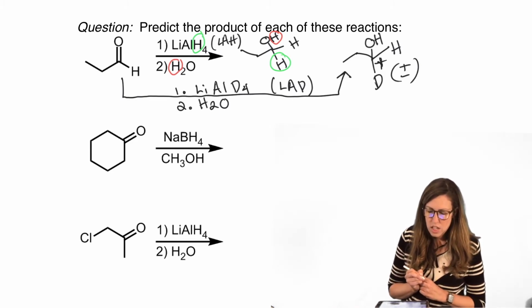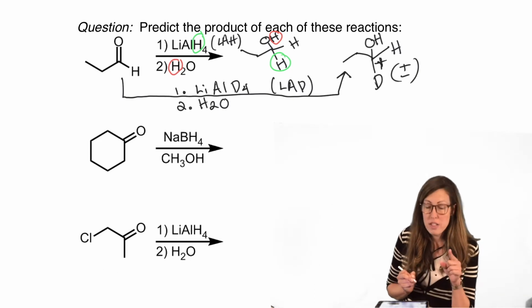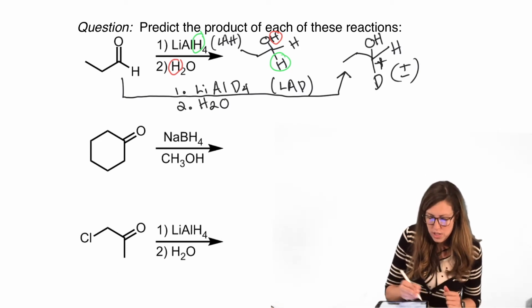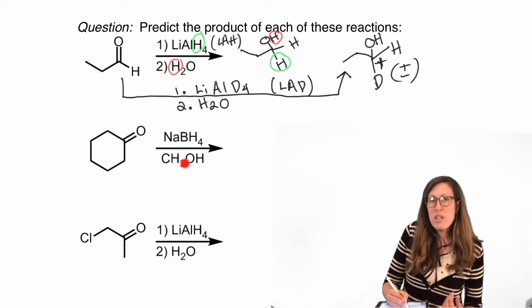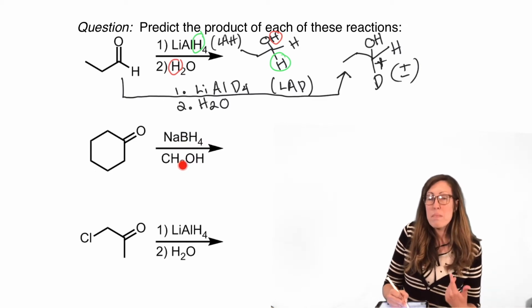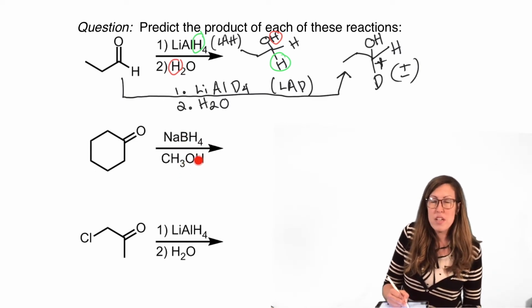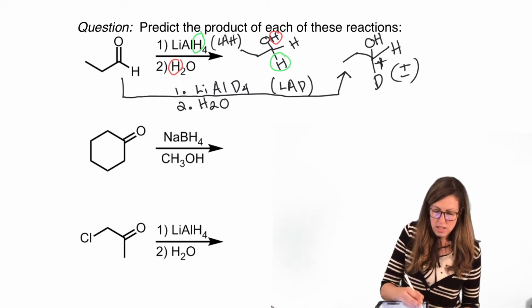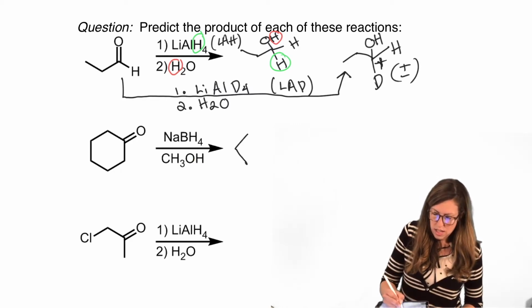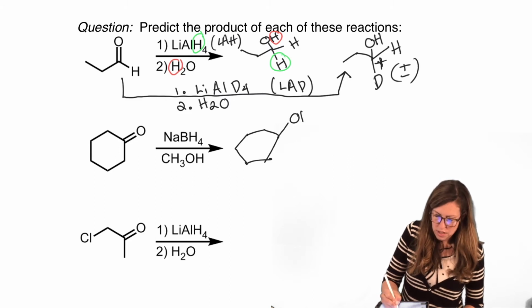Okay, let's do a sodium borohydride example. Now notice it's not always shown as separate steps. It's much milder, and it can even be mixed with a protic solvent like methanol or an alcohol and still work. And so that's usually how you'll see it written instead of having separate steps. And so we'll just have OH there.